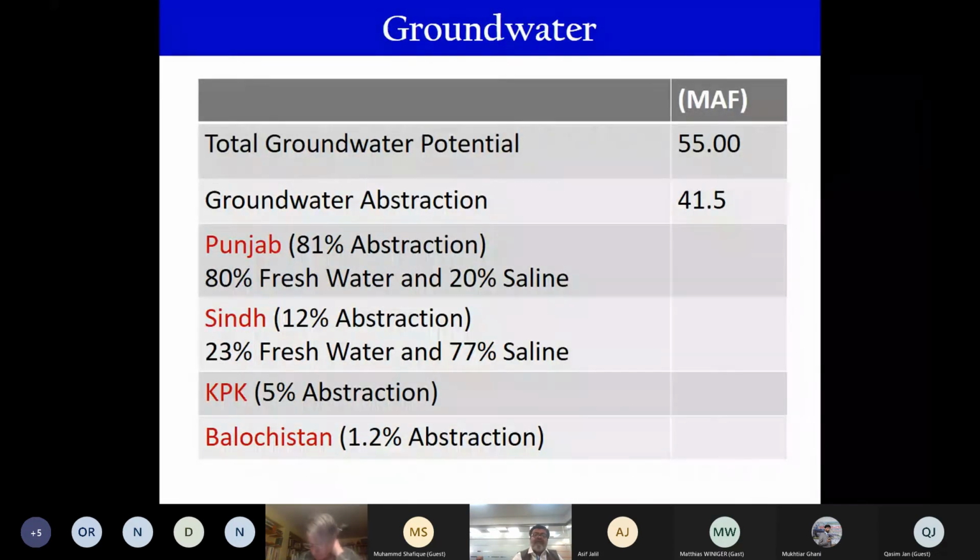Total groundwater potential in Pakistan is 55 million acre feet, and groundwater abstraction is 41.5. In Punjab there is more abstraction, 81%, with 80% fresh water and 20% saline. Sindh has 12% abstraction because mostly groundwater in Sindh is brackish, saline, so they are abstracting only 23% fresh water and 77% saline. KPK has 5% abstraction, and Balochistan only 1%.